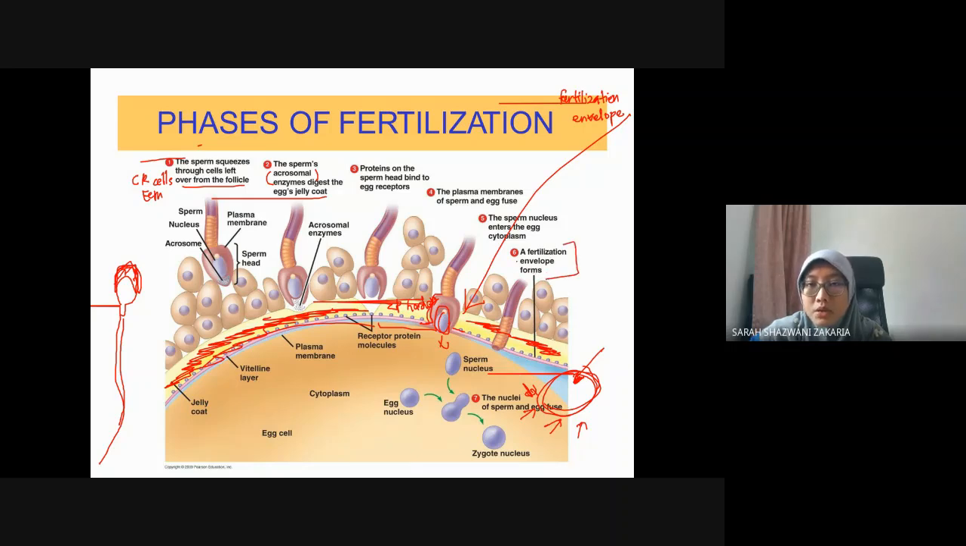In order for this fertilization envelope to form, these are very fast steps. Once the binding occurs, and then it will fuse, and at the same time the zona pellucida starts to harden. If we want to see it step by step, this is step 1, 2, 3, 4, 5. But in reality, once the binding occurs and then the fusion, the fertilization envelope, the hardening of the zona pellucida is already occurring at the whole site of the oocyte.